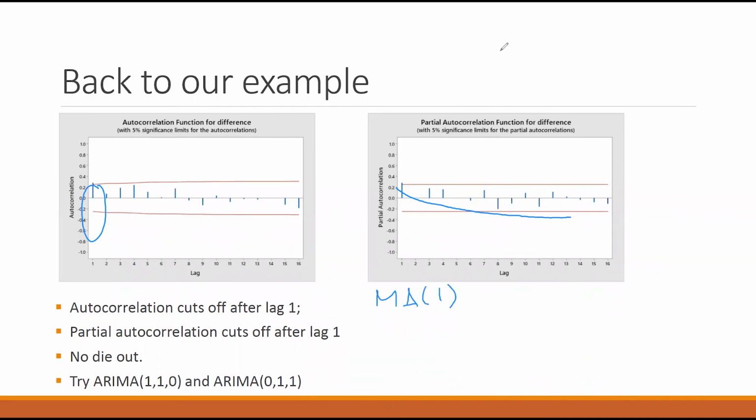And we do want to try both models to see which one is better because at this point, we don't have a clear answer. Either one may work, okay? And apparently, we took the first difference. So we also have the integrated component, which is I1. And therefore, putting all the information together, we could try ARIMA 110 or ARIMA 011, meaning we have integrated one, we have either AR1 or MA1.